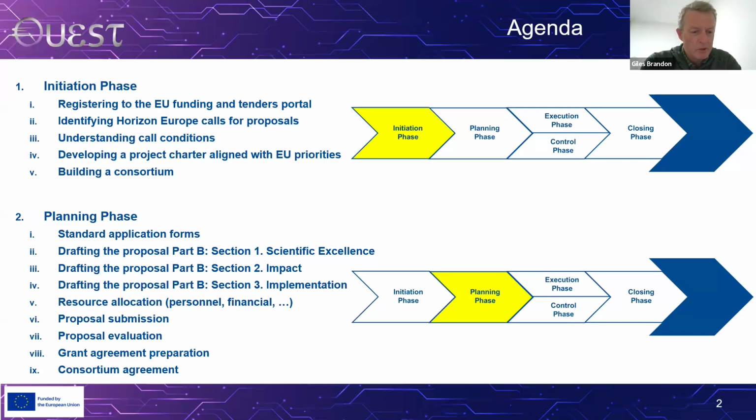I'll then move on to talk briefly about how to go about doing a proposal submission, what proposal evaluation involves, and some brief words about grant agreement preparation if you're successful with your proposal. Then finally I'll say some words about consortium agreements, and at the very end I'll give the latest homework for those of you who are working towards getting a certificate on EU project management.